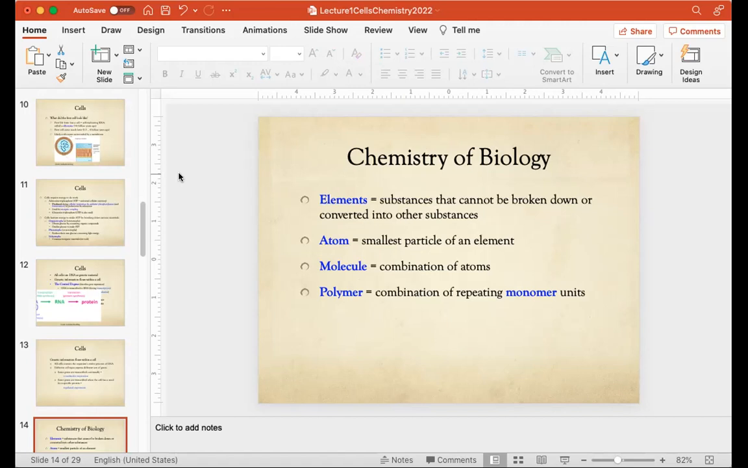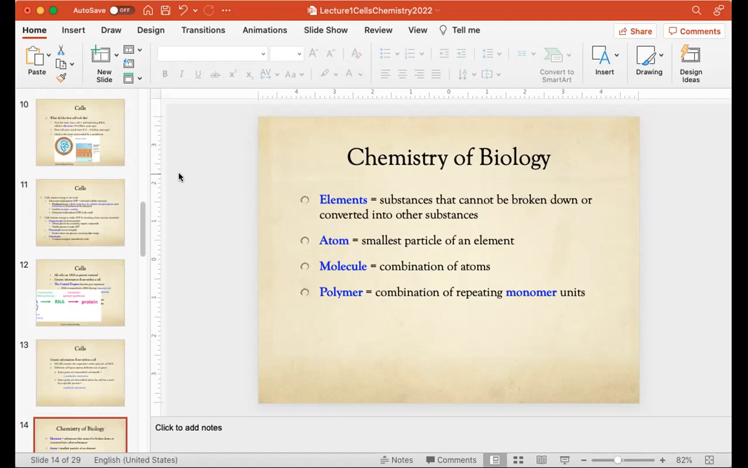Now, yes, there are subatomic structures. And if you take chemistry or physics, you'll learn about those. But the atom is the smallest sort of piece of any element that we're going to encounter in a living cell. When atoms are bound together, you create a molecule. So it's important that we keep atom and molecule separate in our heads. An atom is that single unit of a particular element, and a molecule is a combination of atoms. We build molecules with covalent bonds.